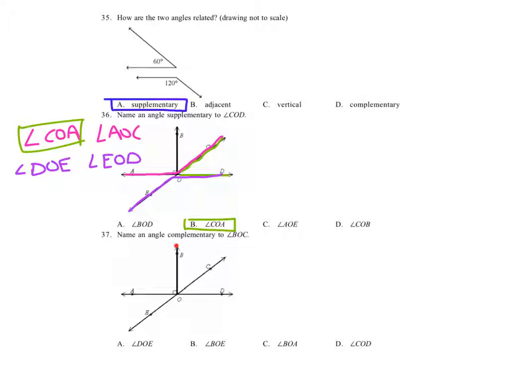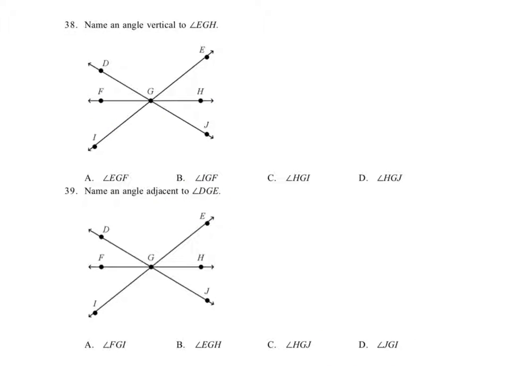angles sum to 90. So BOC, right here, is complementary with COD right here, because this one and this one make the other half of the straight angle, the other 90 degrees of the straight angle. So the angle COD is the answer to this one. Great. We've got a few more. Okay. Name an angle vertical to EGH. Let's trace out EGH.